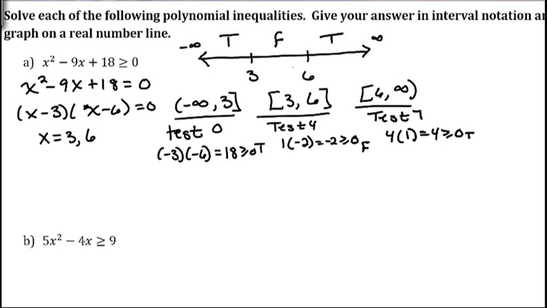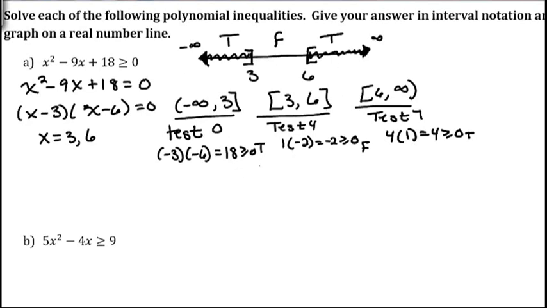So the true intervals are your solution, so we're going to graph that on our real number line. So we put in our square bracket. The square bracket is because we have the equal sign. If there's no equal sign and this was strictly greater than, you'd use a round bracket. And you shade all the way down to the arrow and also shade in the arrow. And do the same thing with the 6 out to positive infinity. Shade the line and shade the arrow at the end.